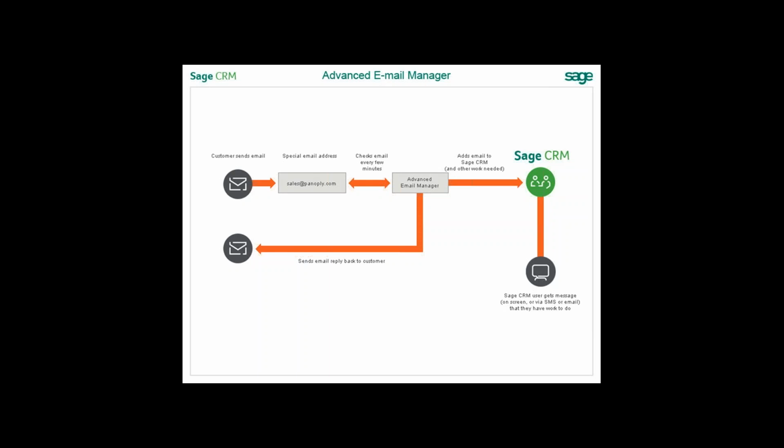We can also generate automatic responses. So when we have this configured, it's configured to work with both POP or MAPI to read the email, and then SMTP to be able to send the email back to the customer, creating essentially an immediate or very, very quick response to inbound emails.